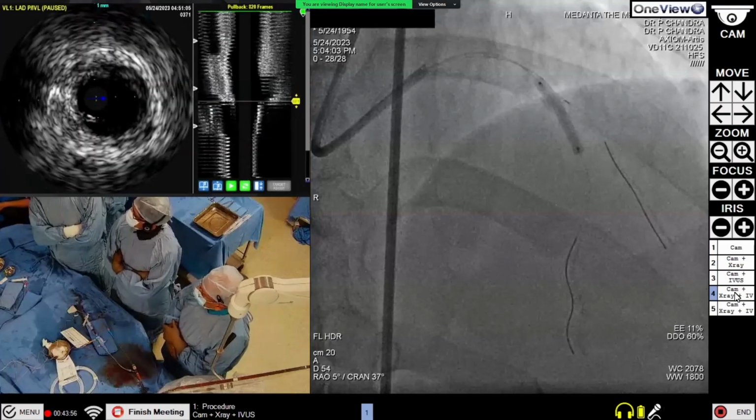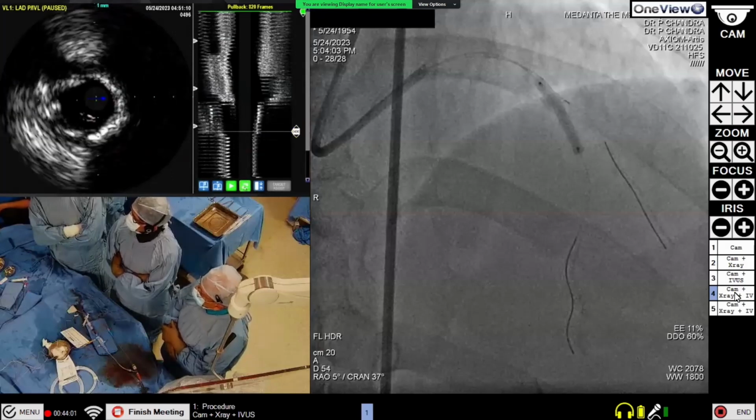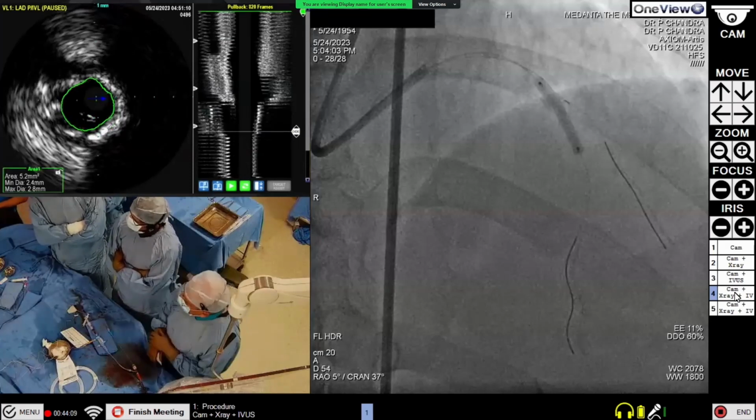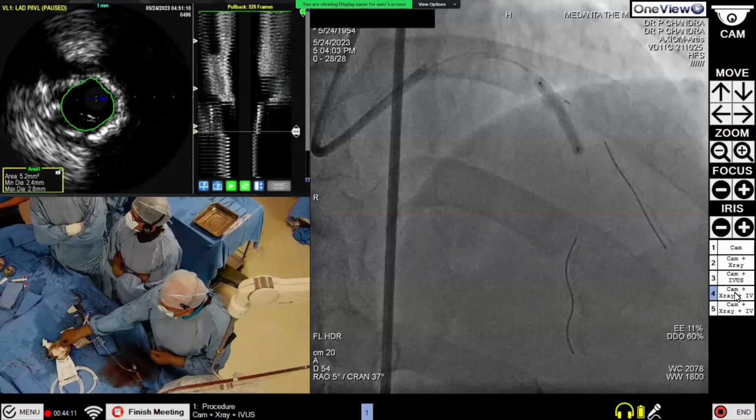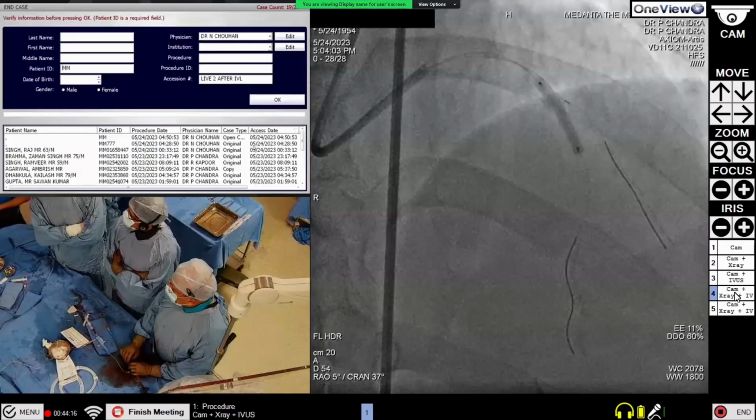Yeah, here. No, at the same point. At the calcium ring. Yeah. Just check the area. Area, please. Okay, it's okay. 5.2. Excellent. And how much was it earlier? Go to the previous image.